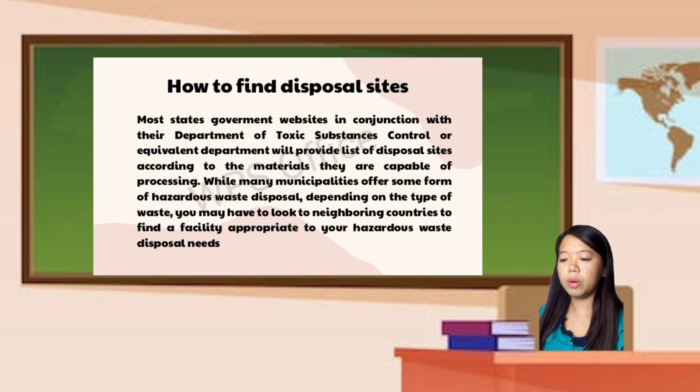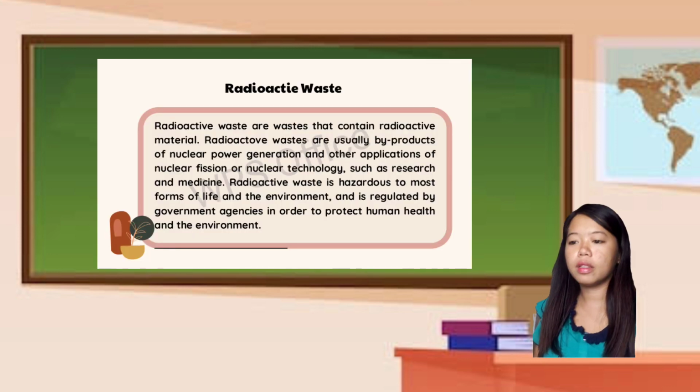How to find disposal sites. Most states' government websites, in conjunction with the Department of Toxic Substances Control or equivalent department, will provide lists of disposal sites according to the materials they are capable of processing. While many municipalities offer some form of hazardous waste disposal depending on the type of waste, you may have to look to neighboring countries to find a facility appropriate to your hazardous waste disposal needs.